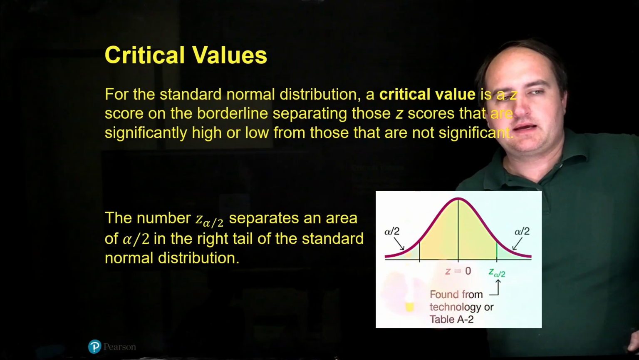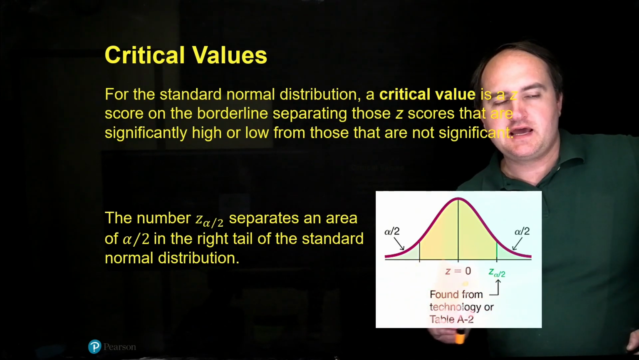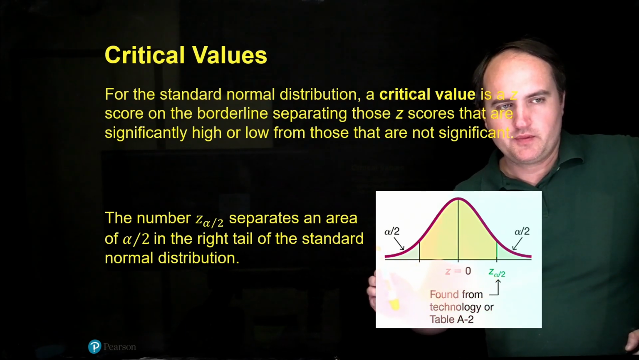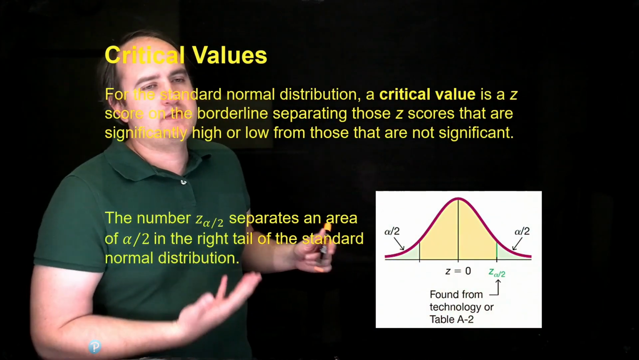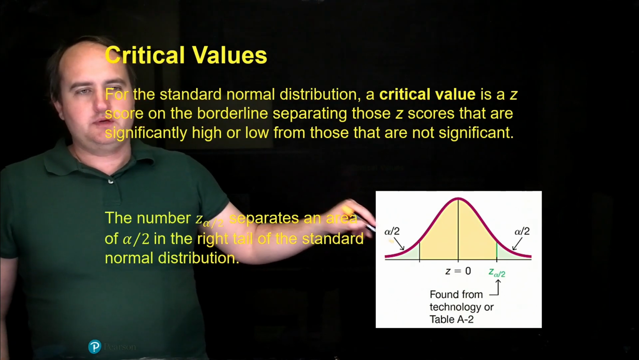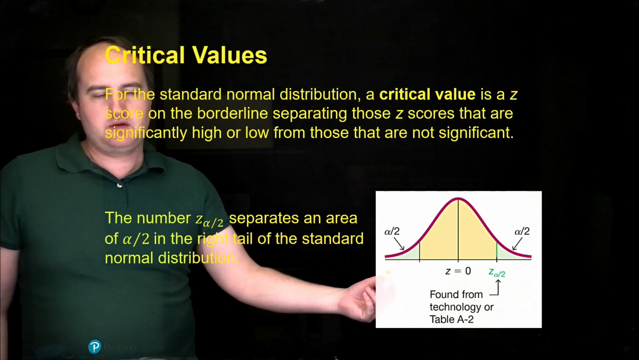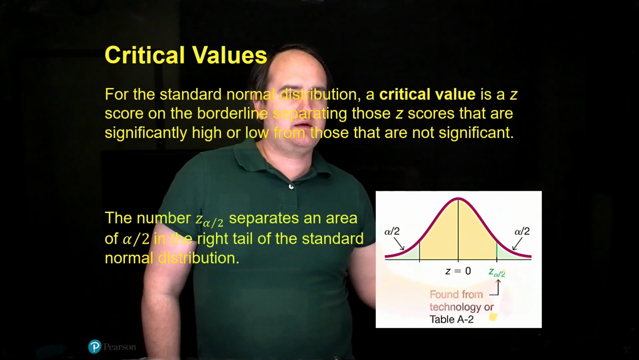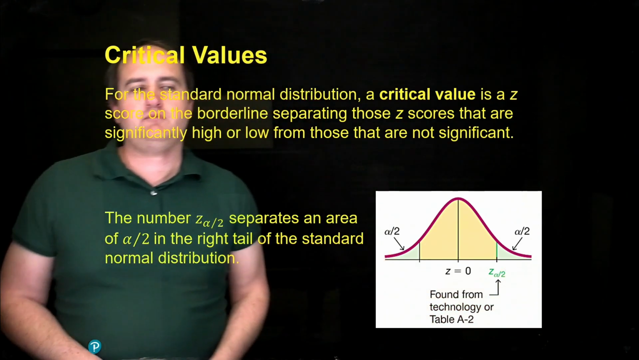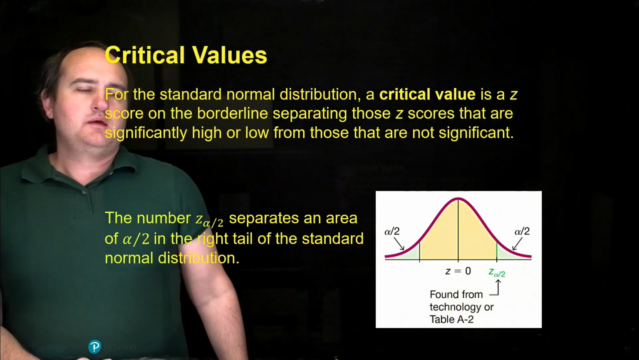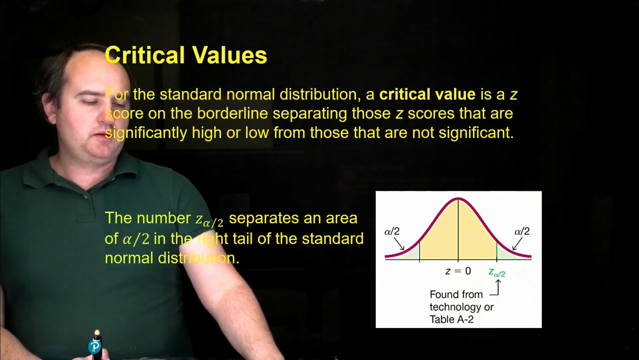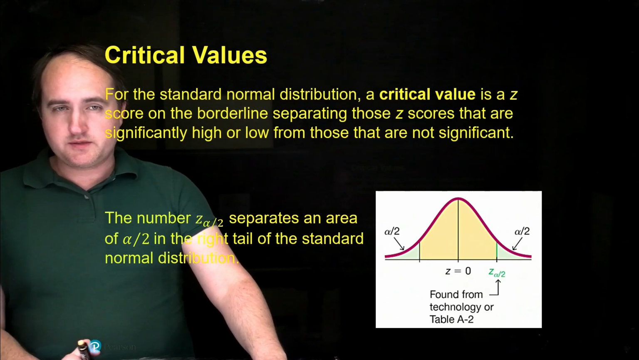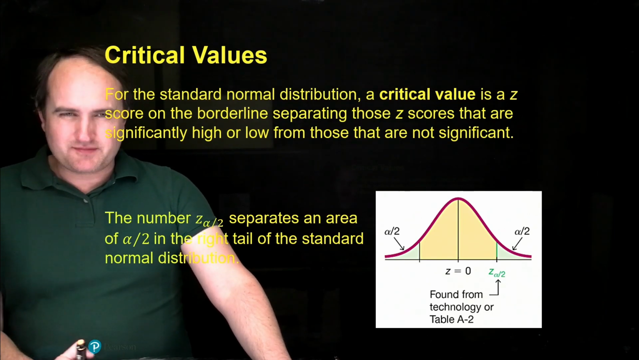And then this area down here, which is the area to the left of negative z sub alpha over 2, is also alpha over 2. So the reason they're calling it alpha over 2 is half of the area is down here, and the other half of the area is up there. Okay, but the thing is, these critical values, for us, in our assignments, we're not going to have to calculate them.